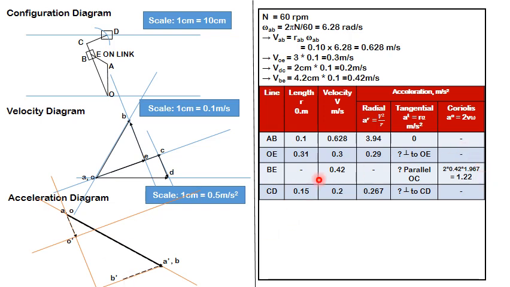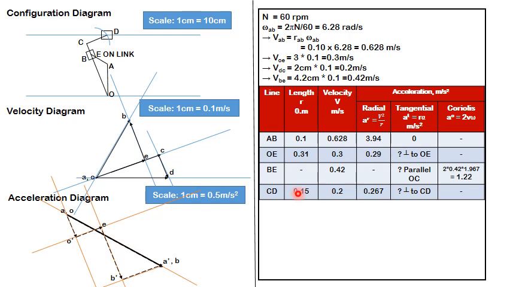Now for the others, for the tangential component, I know it is going to act parallel to OC. So this is the link OC, and parallel to that link the tangential component acts. So draw a line parallel to OC or perpendicular to BB dash. This point of coincidence, which is common to both these links, is point E. So that is point E, and complete the acceleration diagram.